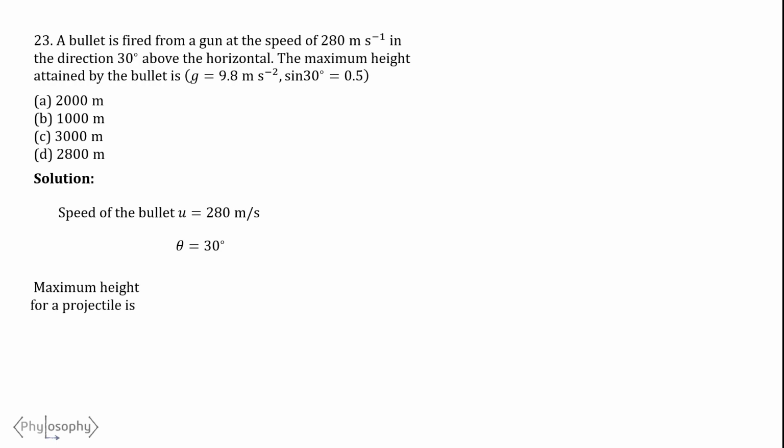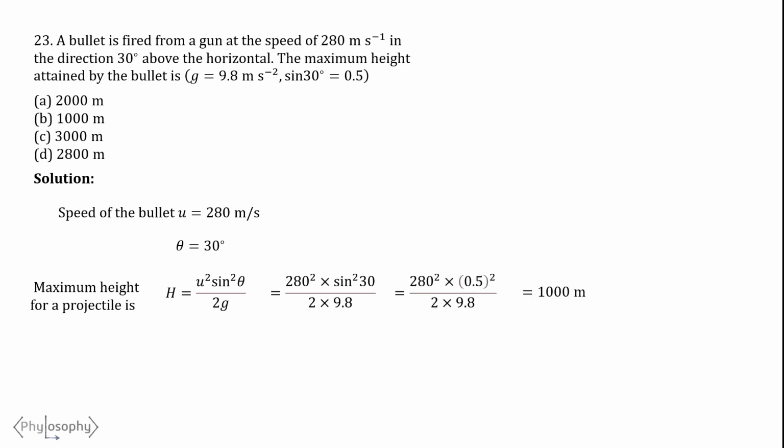Now, the formula for the maximum height of a projectile is h equals u square sine square theta by 2g. So, if you put all the values, then 280 square times sine square 30 by 2 times 9.8. So, you have to calculate this. This is equal to 1000 meter. Therefore, option B is the correct answer. Now, let's solve our next problem.